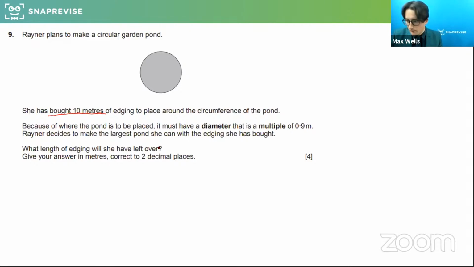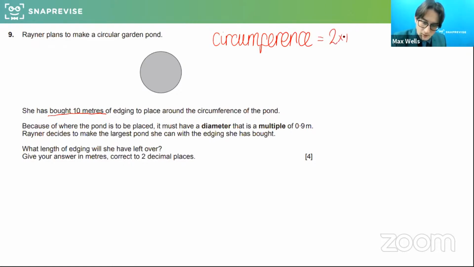Now, let's have a little reminder about what we know. Circumference is equal to 2 times pi times radius, or, sorry, pi times the diameter, because 2 times r is the diameter. And what has it told us about the diameter? It's a multiple of 0.9.